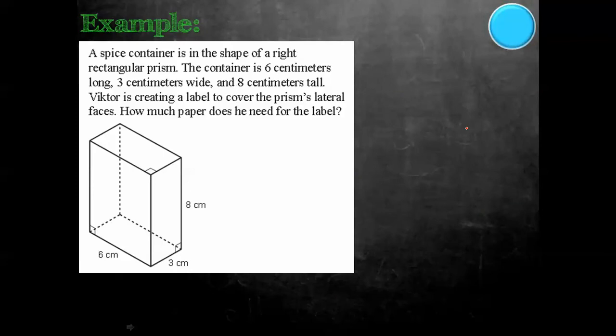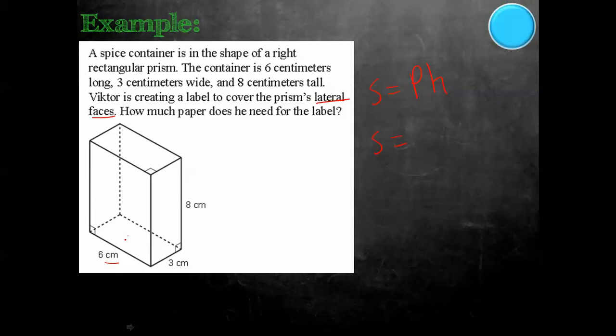On this one, it says a spice container is in the shape of a right rectangular prism. The container is 6 centimeters long, right here, 3 centimeters wide, and 8 centimeters tall. Victor is creating a label to cover the prism's lateral faces. How much paper does he need for the label? So in this one, all we need to know is the lateral surface area. Remember, earlier we talked about how lateral surface area is just that first part of the formula, the perimeter of the base times the height.